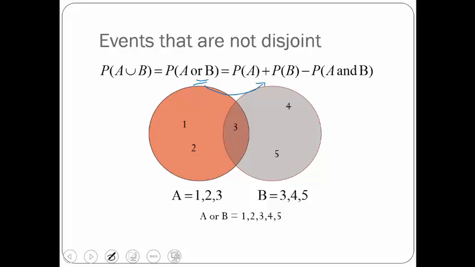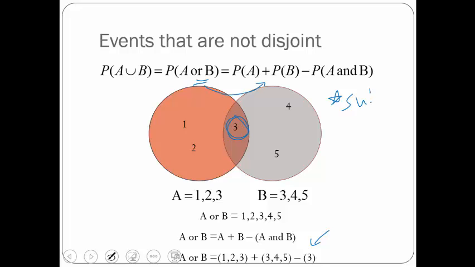So if we want to talk about something that's in A or B, well, if we add A plus B, we'd end up with 1, 2, and 3. We add in B, 3, 4, and 5. But we don't want to double count 3, so we'll take it back out. So really, the idea, "or" still means add, but you have to be aware if there's an overlap, you have to subtract the overlap. And that's basically just so you don't count it twice.